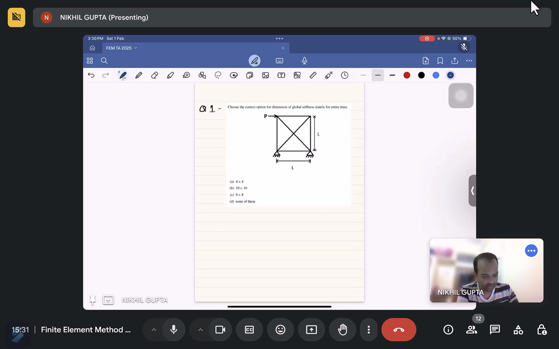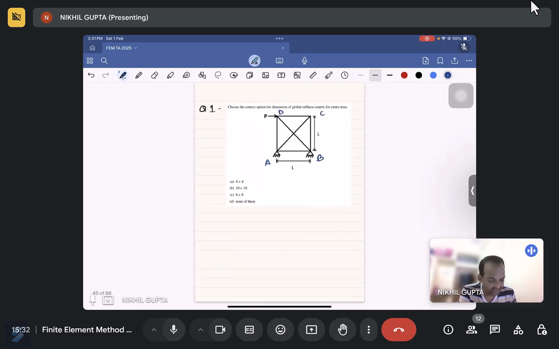Okay, no problem. What we can see in this: choose the correct option for dimension of global stiffness matrix for the entire truss. Last time I told you the difference between elemental stiffness matrix and global stiffness matrix. Here they are talking about the global stiffness matrix. So we have to calculate the degrees of freedom for all the elements combined in this truss and get the dimension of the global stiffness matrix. Let's say I denote this as A, this as B, this as C, and this as D.